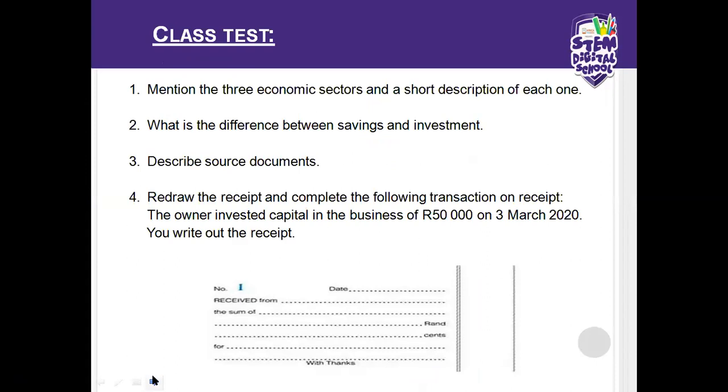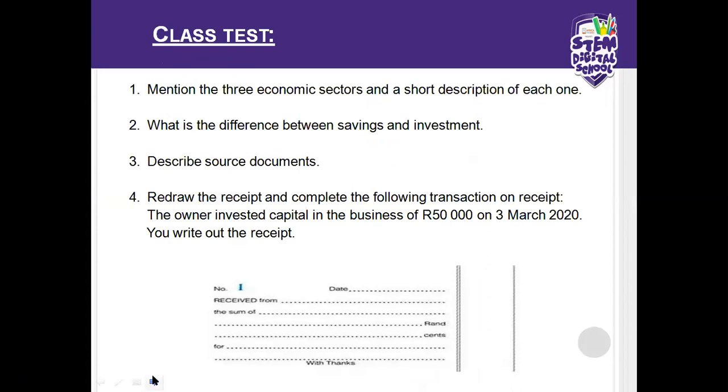So the first one is, mention the three economic sectors and a short description of each one. Number two, what is the difference between savings and investment? Number three, describe source documents. So I want a definition there.